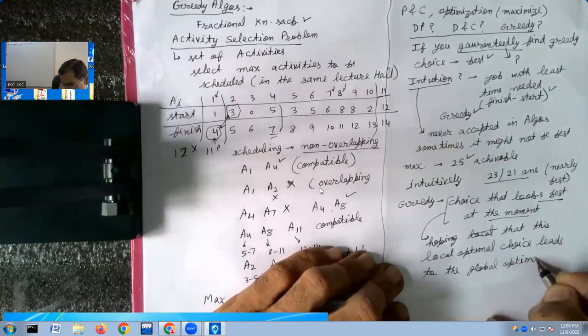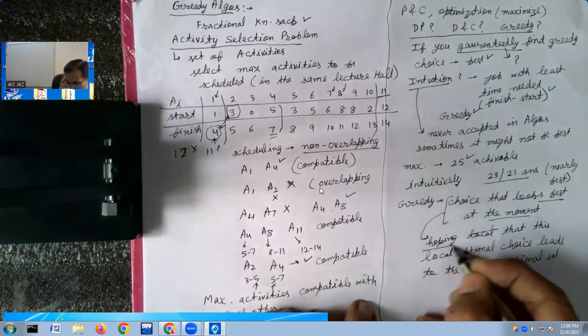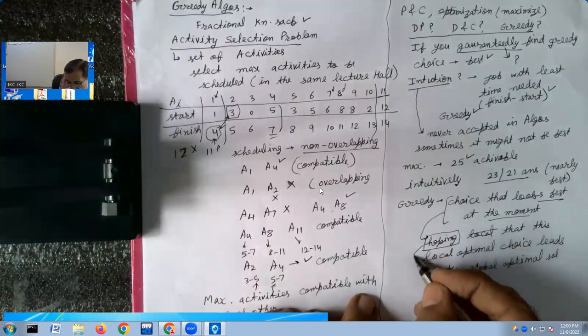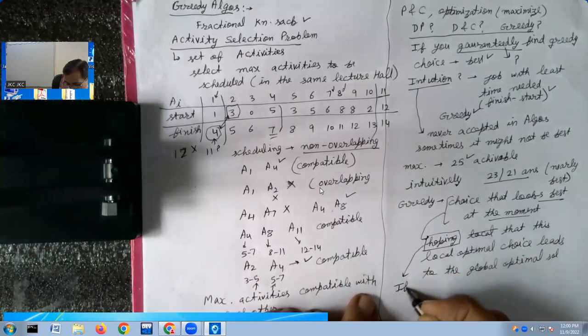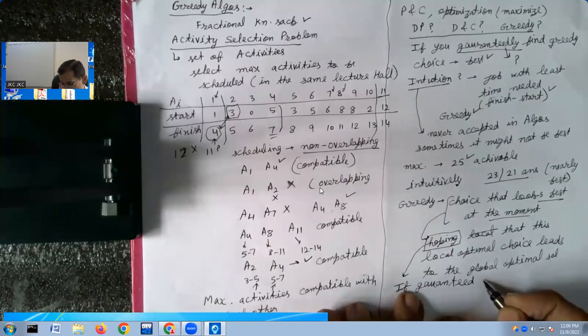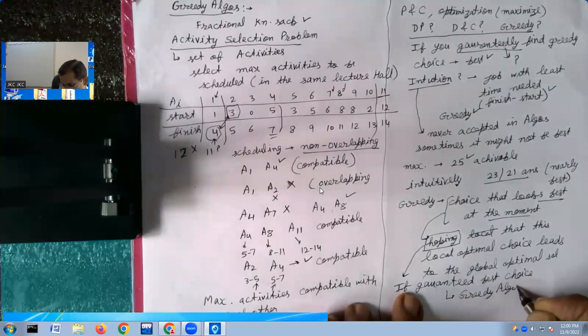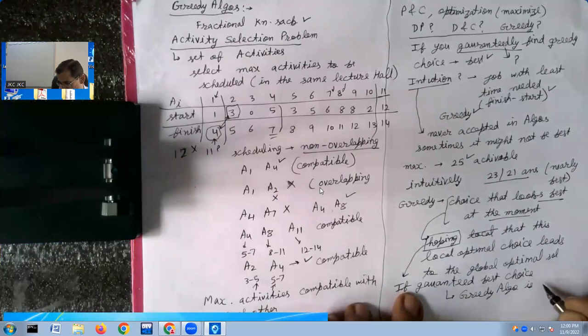Yes. So this is hoping that if this choice was guaranteedly the best, then that means the greedy algorithm is best and applicable.